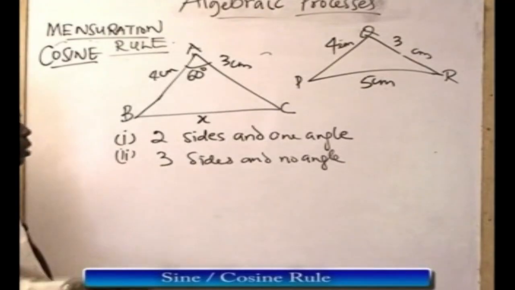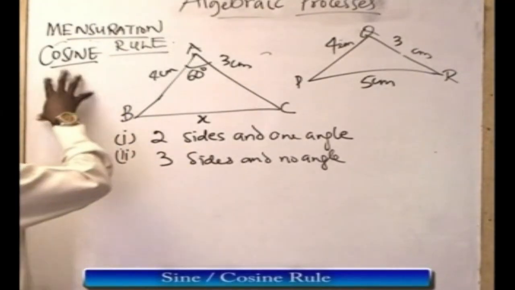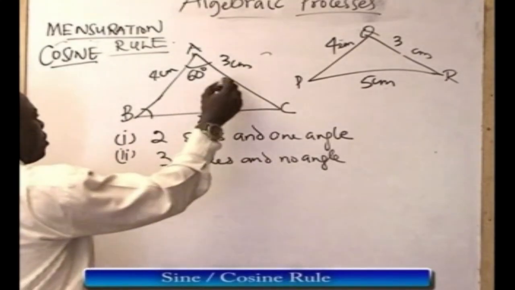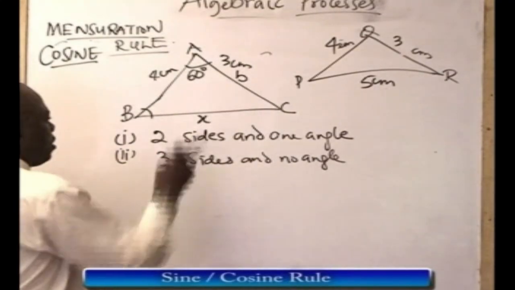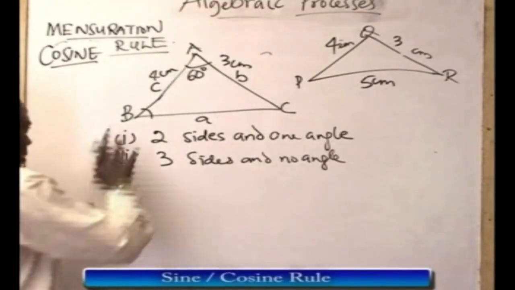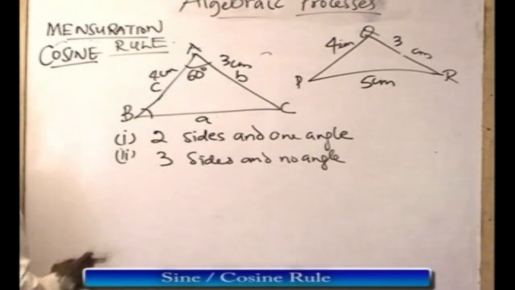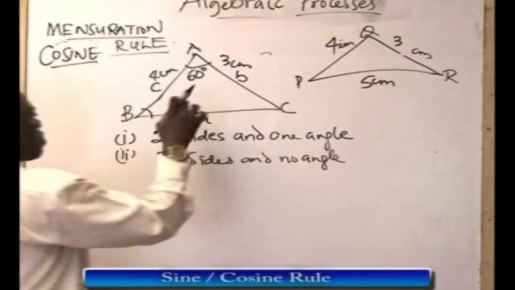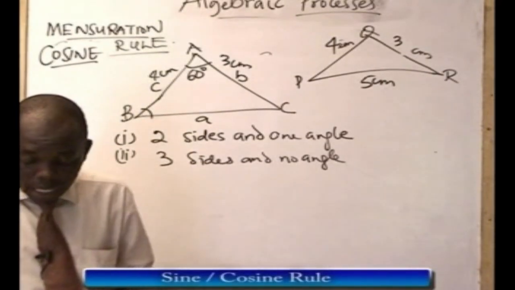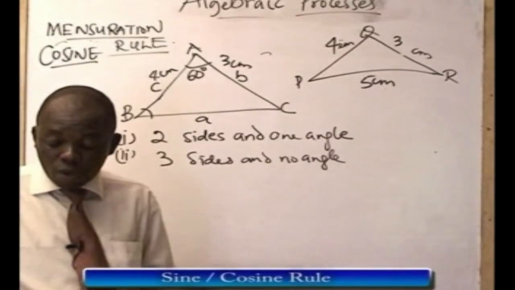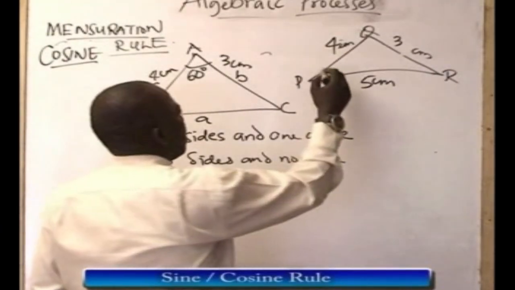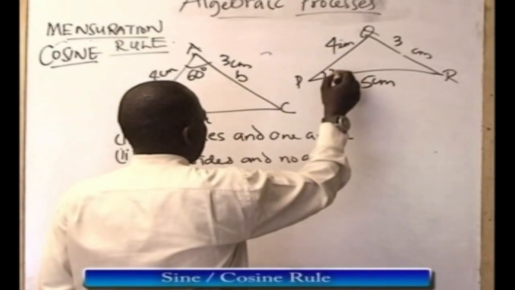Like I already explained when I was teaching the sine rule, the side that is opposite the angle is known as small b. This one is known as small a. This one is known as small c. That is the way it's written. So in this case, we are determining small a. For the second example, we can determine any angle of our choice, so we can choose to find angle P.